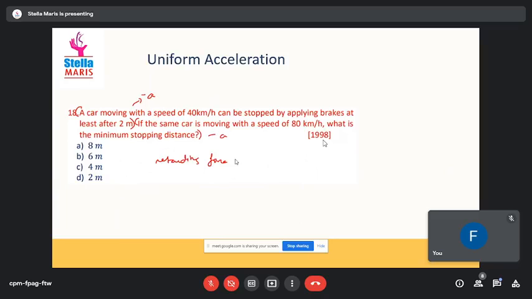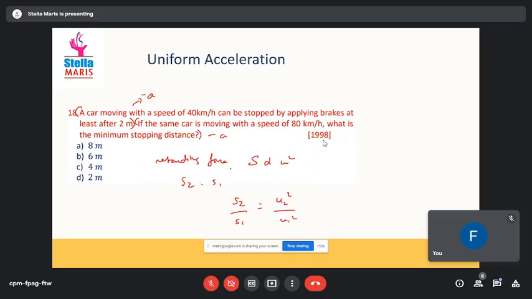For the same retarding force, the distance is proportional to u squared, that is, the initial velocity squared. So when we equate, that is S2 to S1, S2 divided by S1 is equal to u2 squared divided by u1 squared.